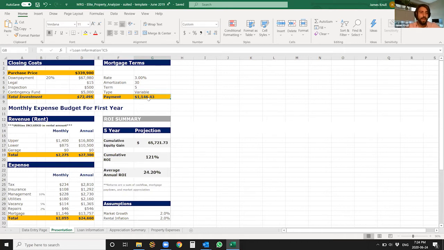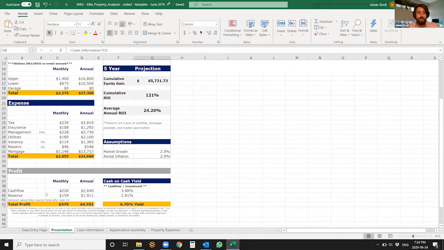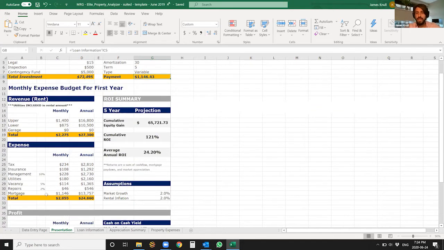Now, cash flow is basically just profit. Are you making money every month or are you not making money every month? Therefore, we actually call this the profit section. Now, any business is just a simple calculation of revenue subtracting expense.